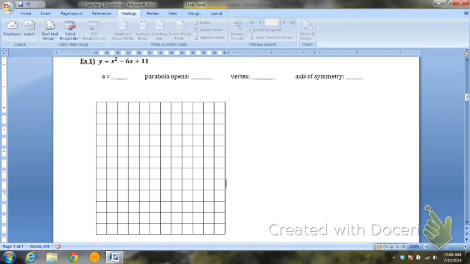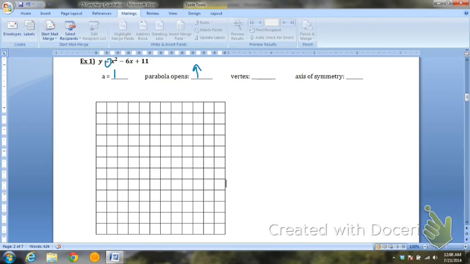Alright, so let's look at an example here. A couple things I want you to look at first is, what is our a value? Well, if we look at our equation, we know that a is 1 because that's the number that's in front of my x squared term. So a is 1, which means it's positive. And we just talked about if a is positive, then our parabola is going to open up.